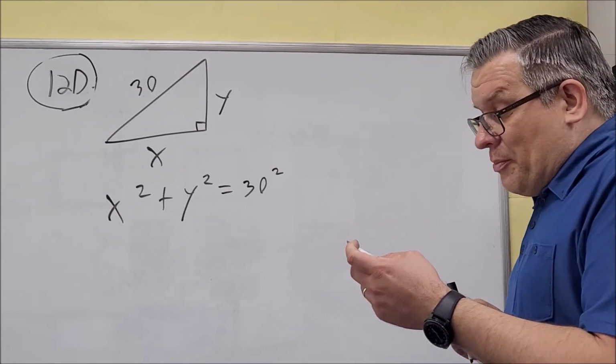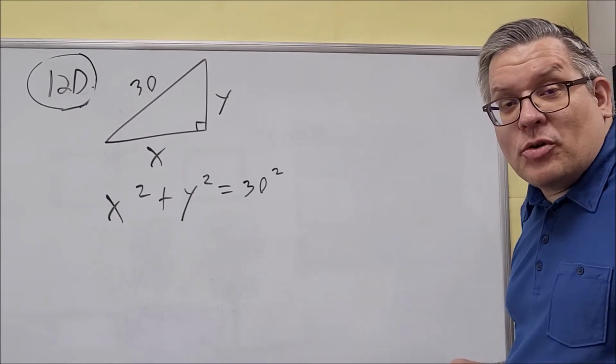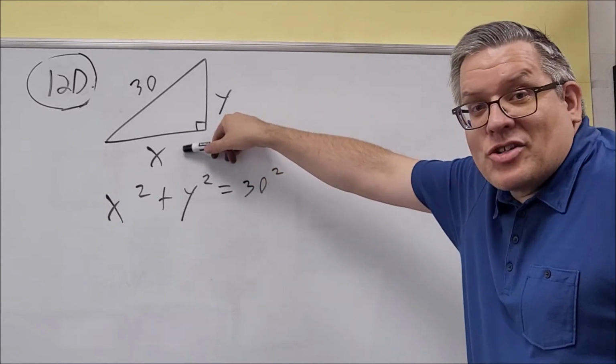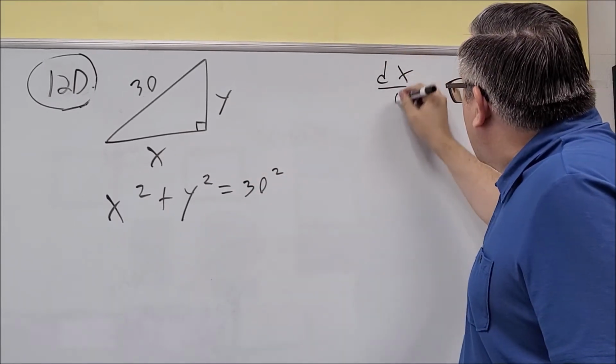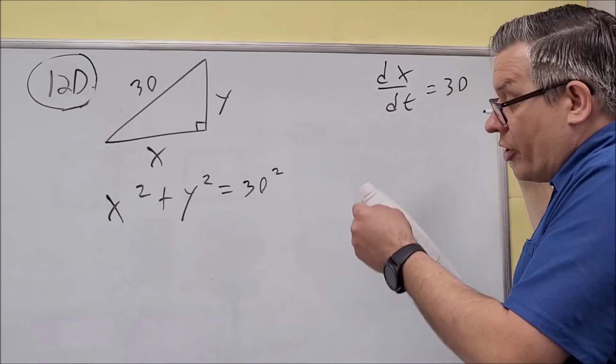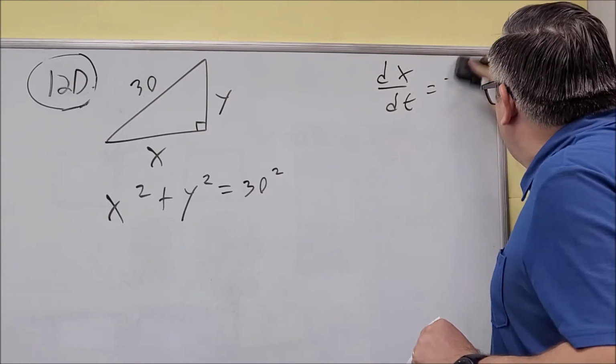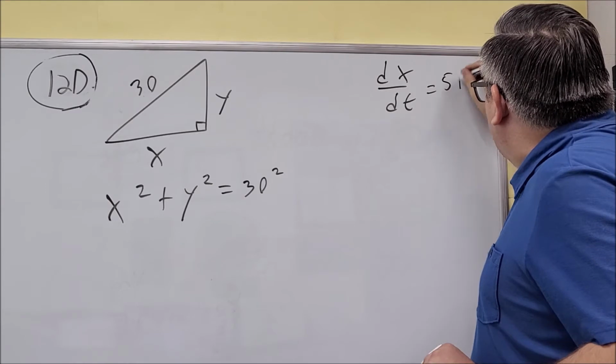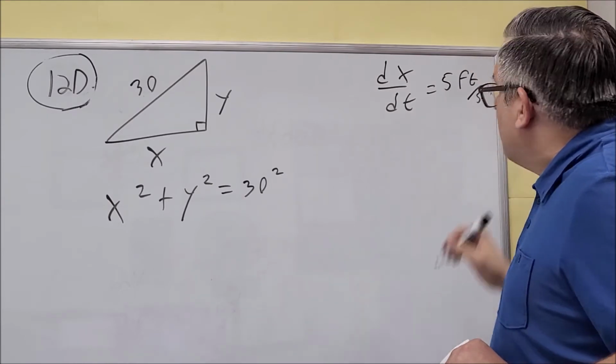It says that the base is increasing at a rate of 5 feet per second. That's the x that we called here, so that's going to be our dx/dt. That's equal to 5 feet per second.